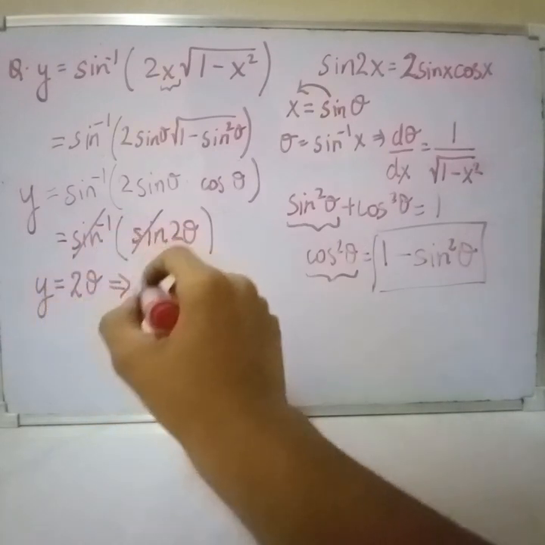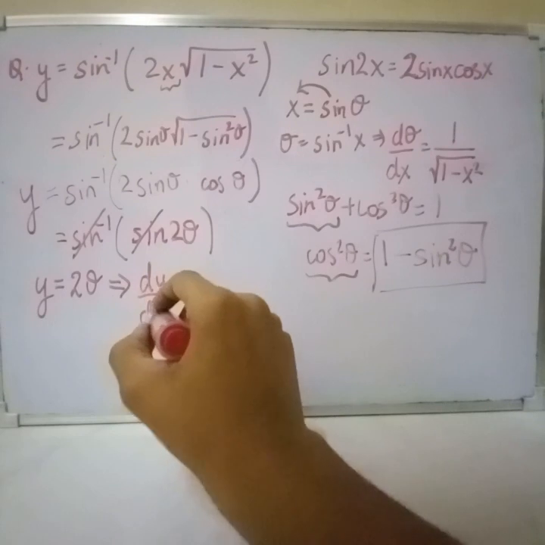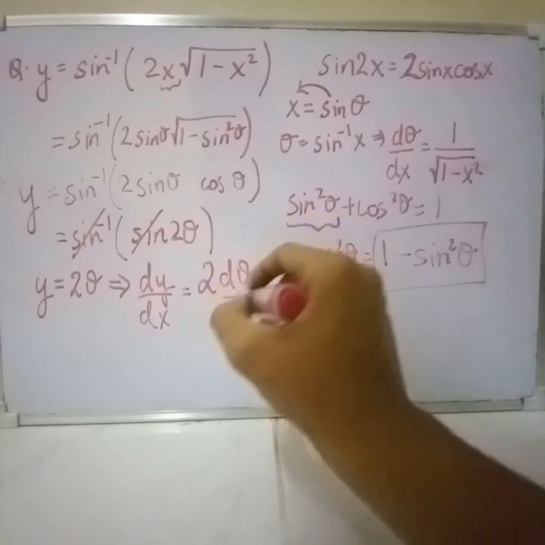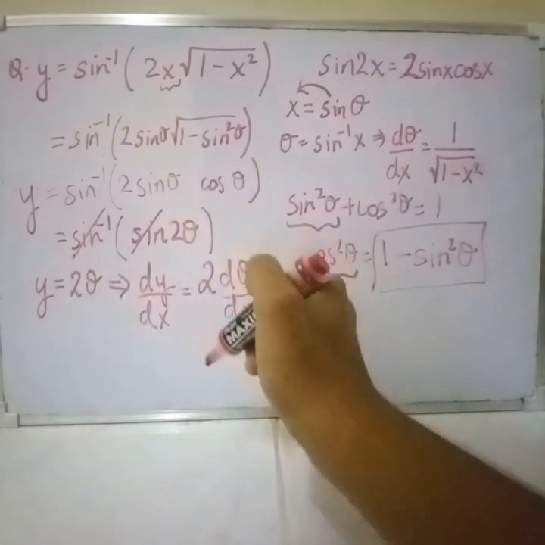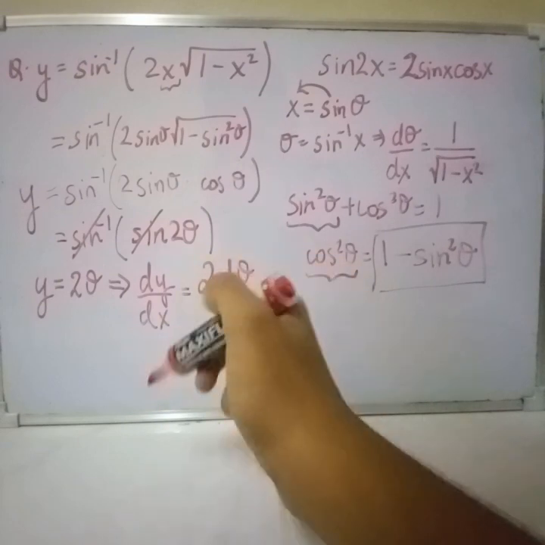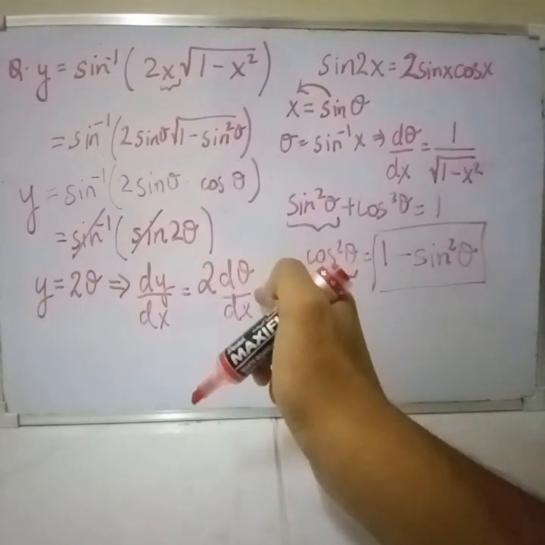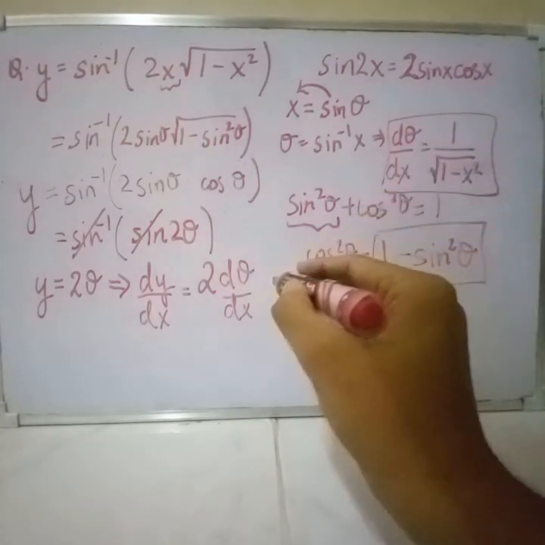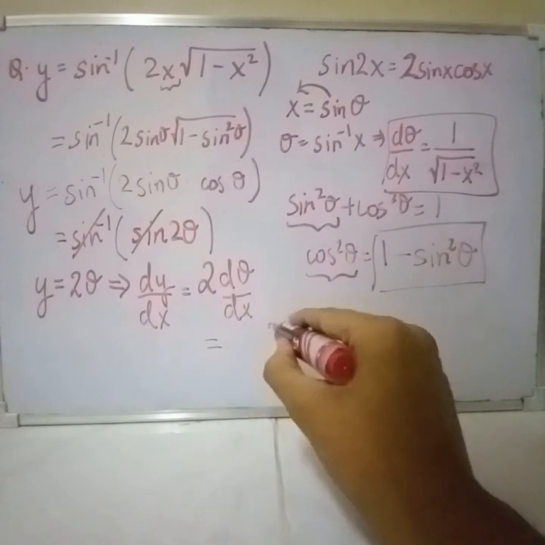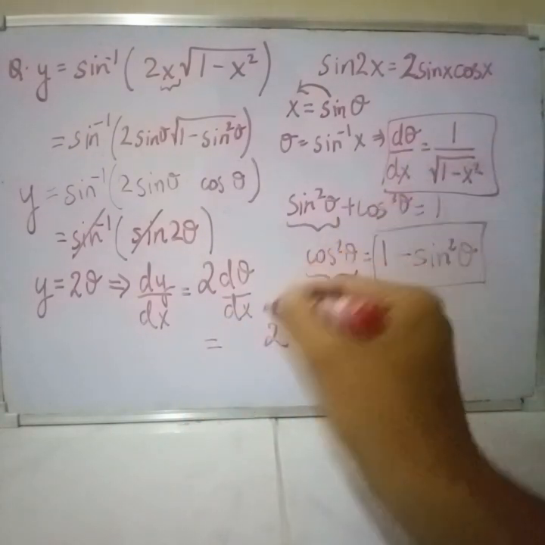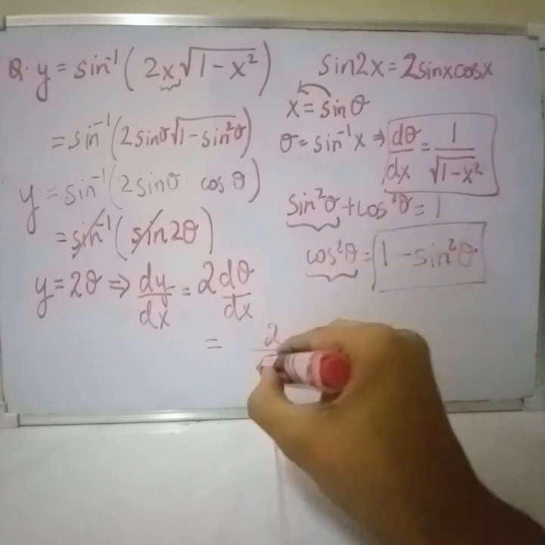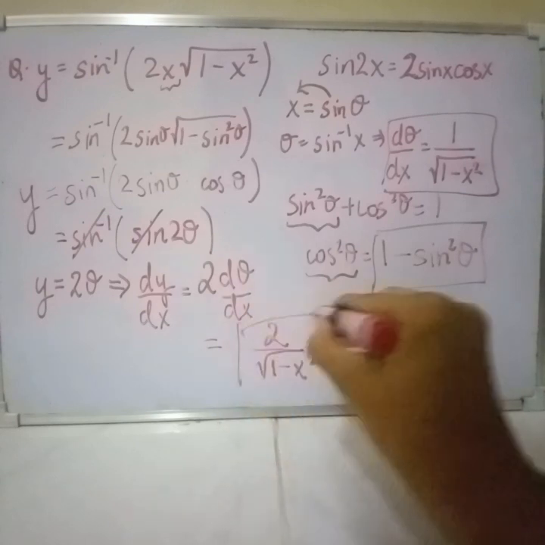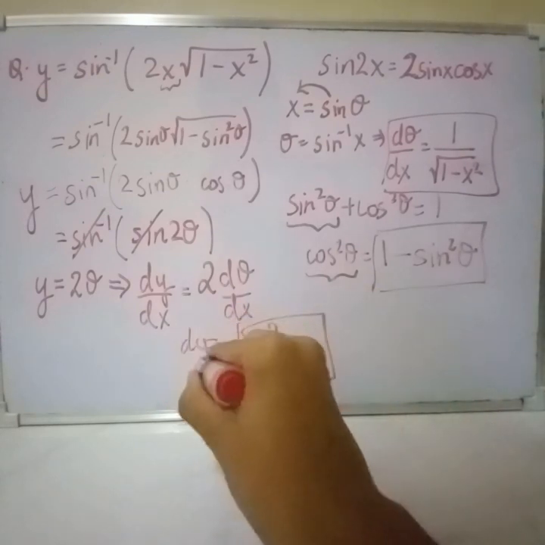Now what we need is dy by dx. When we take the derivative, it will be 2 times d theta by dx. So we need only the derivative of theta. 2 is a constant, so we can write it before the derivative. d theta by dx, we already found out here, it is equal to 1 by root of 1 minus x squared. So instead of d theta by dx, we can substitute this, and it will be equal to 2 by root of 1 minus x squared. So this is the final answer for dy by dx.